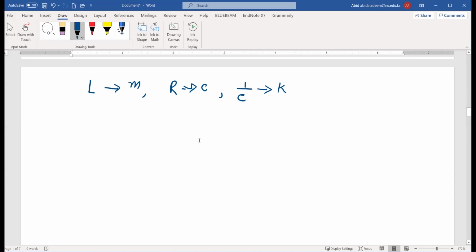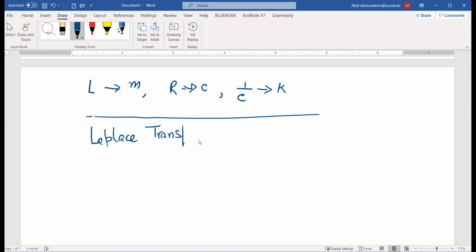Okay, so after that we will start a topic which will be the Laplace transforms. This is actually chapter 6 of your textbook. So from chapters 1 and 2 we are jumping to chapter 6. This is also a very interesting topic.